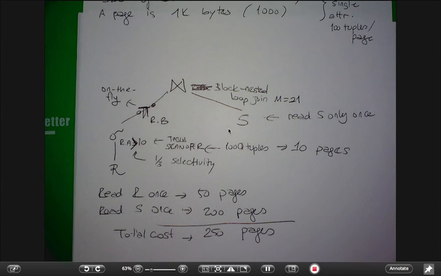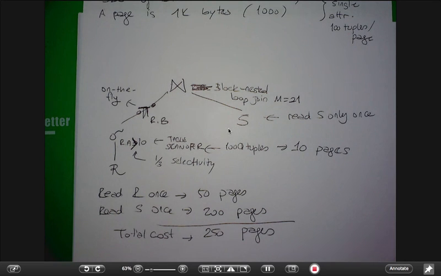Yes? Why are you able to read S only once if S fits in 20 blocks? So S doesn't need to fit in, but I can fit the outcome of this in here, right? Because I have 21 pages, but the result of this is exactly 10 pages, right? So you can read the outer relation only once. If it was a little bigger, so if it was, let's say, 10 times that, then this would actually be 100. So that means I actually have to read S 5 times.